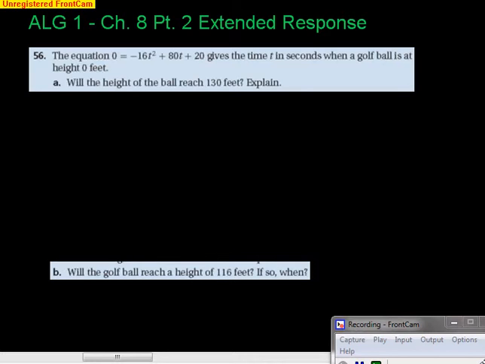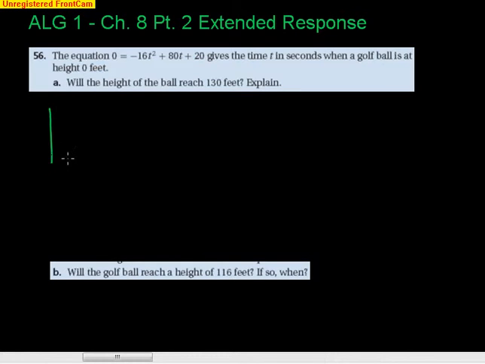So it says the equation gives the time, t in seconds, when a golf ball is at 0 feet, a height of 0. Will the height of the ball reach 130? Explain. Alright. So again, let's just draw a picture real fast. I always like pictures. So here is my y-axis, here's my x-axis. X is time, and y is your height.